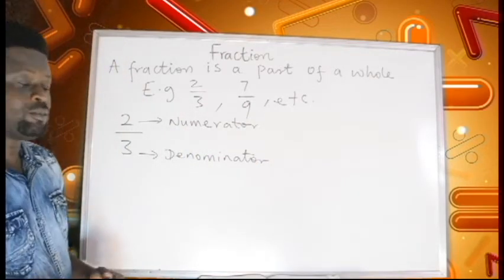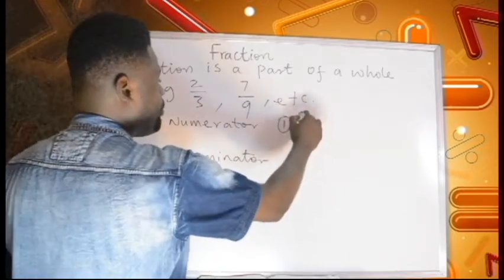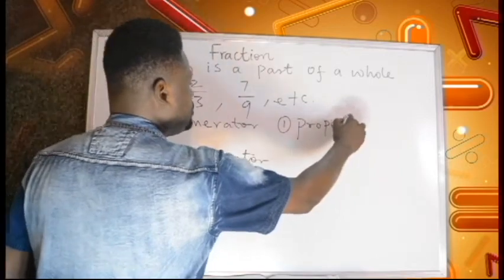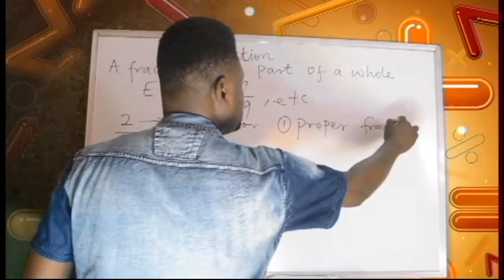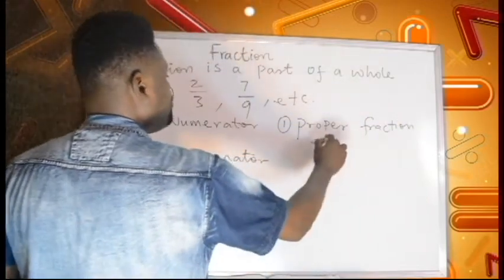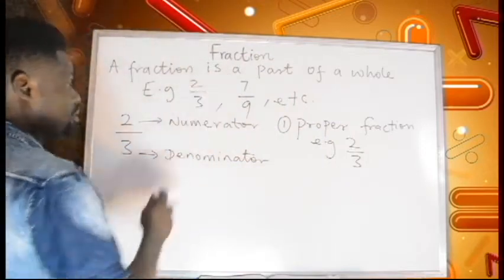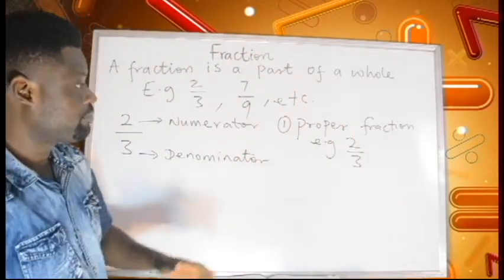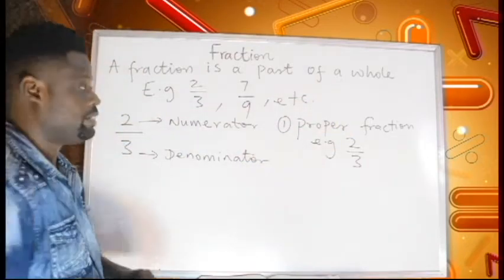We have 3 types of fraction. The first one is called the proper fraction. An example of the proper fraction is 2 divided by 3, that is on the board. In the proper fraction, the numerator is smaller, the denominator is bigger.